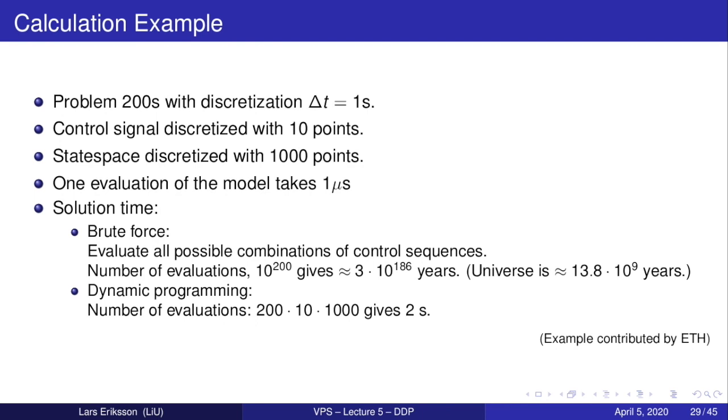If we assume that one evaluation of the model takes 1 microsecond, then for a brute force solution where we evaluate all possible combinations of the control sequences, we get 10 to the power of 200, which gives us 3 times 10 to the power 186 years. Considering that the universe is only 13.8 times 10 to the power of 9 years old, we see that this is not an option for finding such a solution. But if we solve it with dynamic programming instead, the number of evaluations will be 2 million, which gives us a solution time of 2 seconds, which is quite nice for a desktop computer. We can sit and iterate and try new solutions and get a new solution every other second.